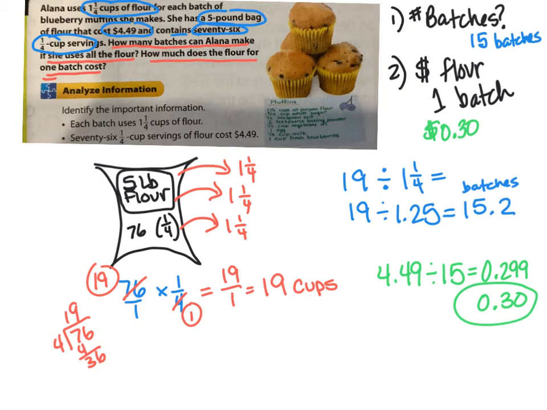What piece of information will help you move on to the next step? And that's what we did here. We needed to know what that was in cups. Then we needed to split that into the 1 1/4 cups. How many batches is that? We had to be logical about it. Then if we get 15 batches and it's $4.49 for the whole bag, how much does each batch cost in flour? One piece at a time. Let your brain think it through. All right, let's look at one more.